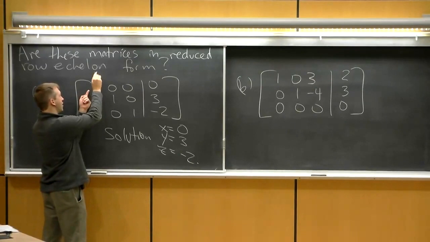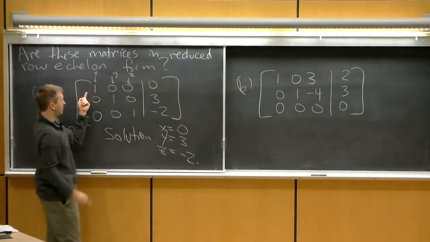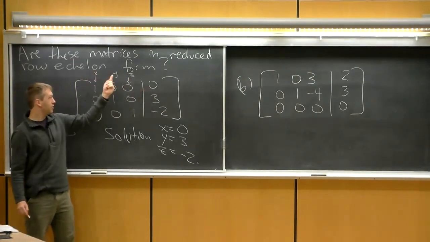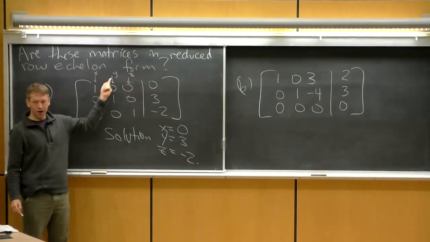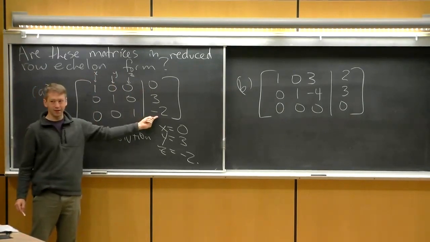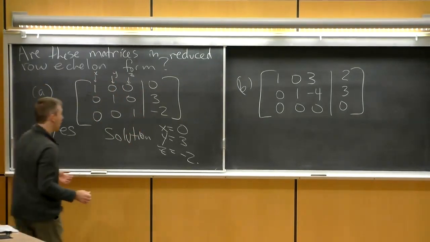because this is the x column, this is the y column, and that's the z column. So what this really says is 1 times x equals 0. This equation says 1 times y equals 3. This equation says 1 times z equals -2. Okay, so indeed, that's the solution.